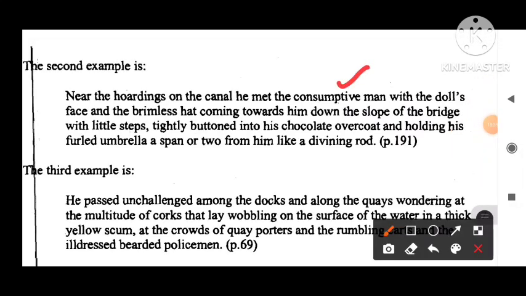So here it is the adjective, with the doll's face and the brimless hat coming. Okay, here it is the brimless hat. What type of hat he used? Brimless hat. Coming towards him down the slope of the breeze with little steps, tightly buttoned. What type of buttoned? Tightly buttoned into his chocolate overcoat and holding his furled umbrella a span or two from him like a diving rod.